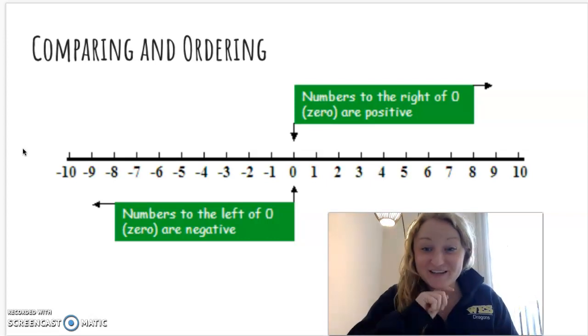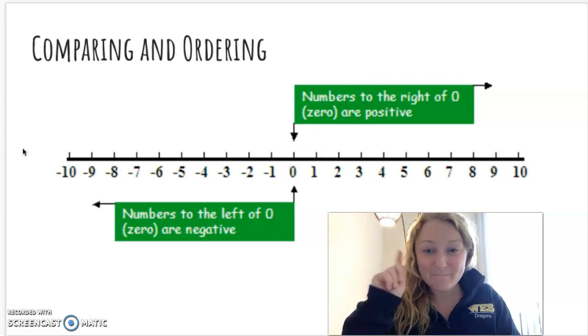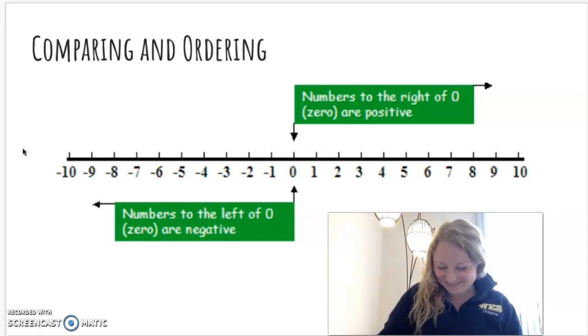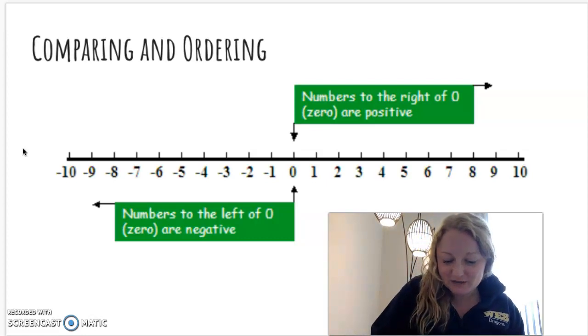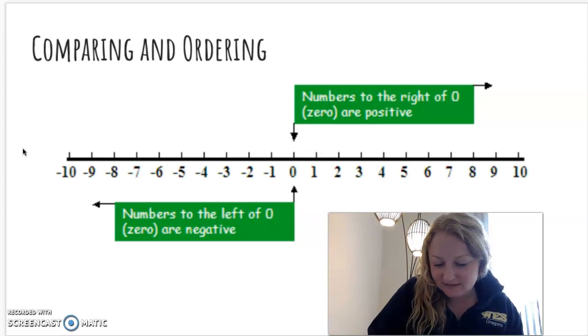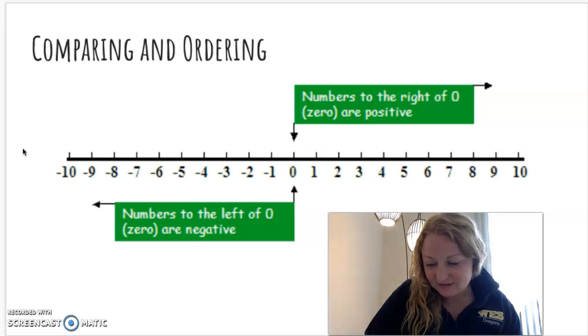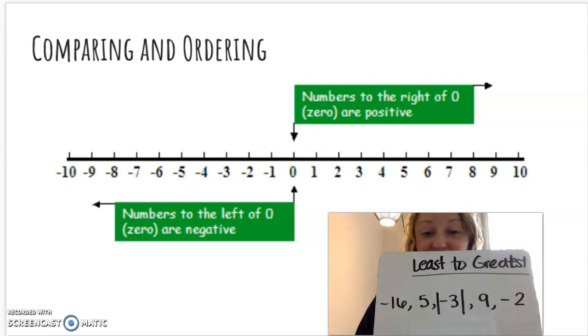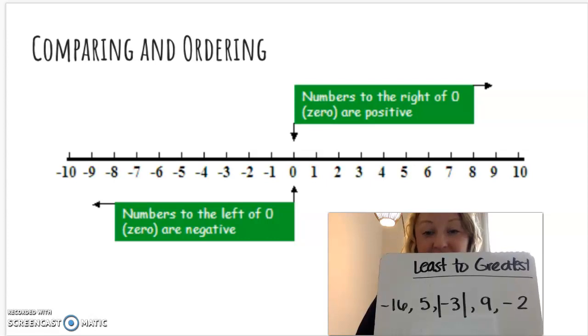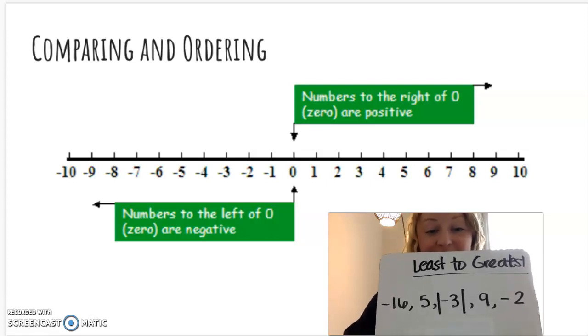All right, I'm going to come up with another one. Hold on 1 second. Let me write it down for you. This time, we're going to flip our order. So let's order least to greatest. All right, from least to greatest, I would like you to order -16, 5, the absolute value of -3, 9, -2. Pause here, order from least to greatest, and I'll see you in a minute.